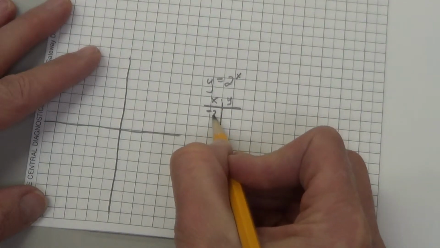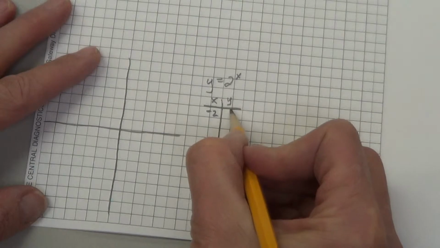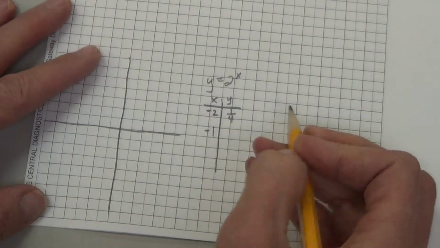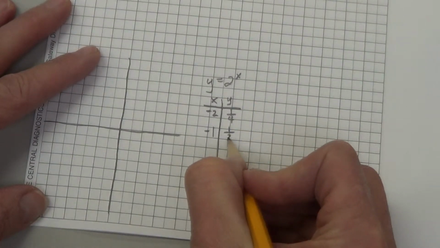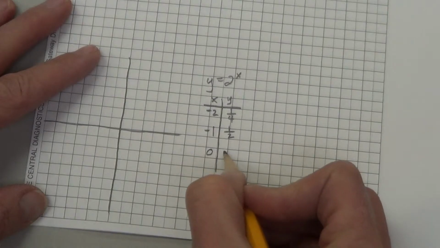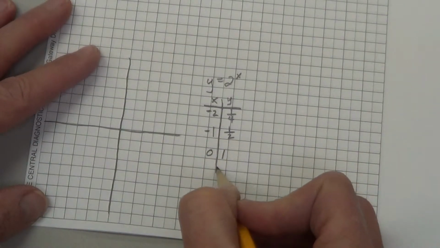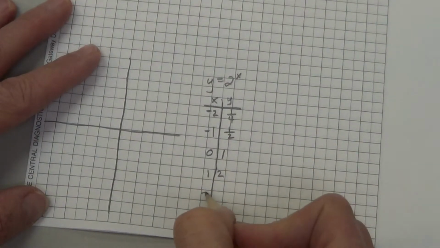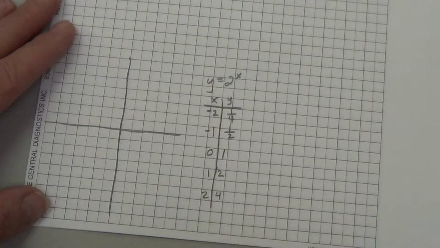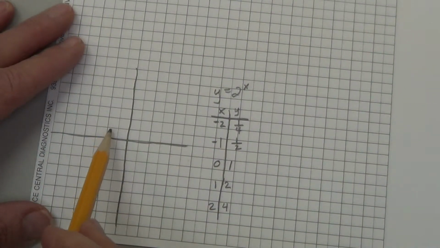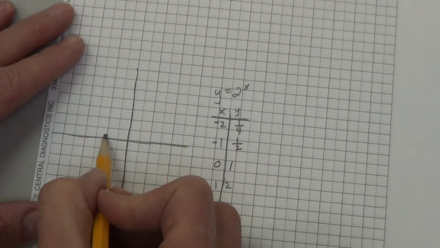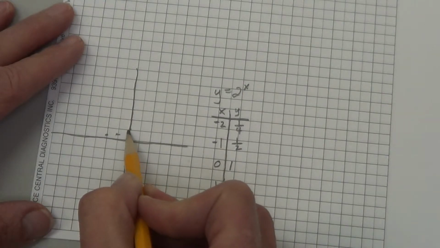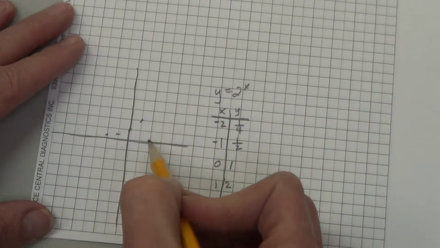If we have a negative 2, 2 to the negative second is 1 over 2 squared, which is 1/4. 2 to the negative first would be 1 over 2 to the first, which is 1/2. 2 to the 0th is equal to 1. 2 to the first is equal to 2. 2 to the second is equal to 4. So when we graph that, we come over to negative 2, and it's going to be at 1/4. At negative 1, it's at 1/2. At 0, it's 1. At 1, it's 2. And at 2, it's 4.